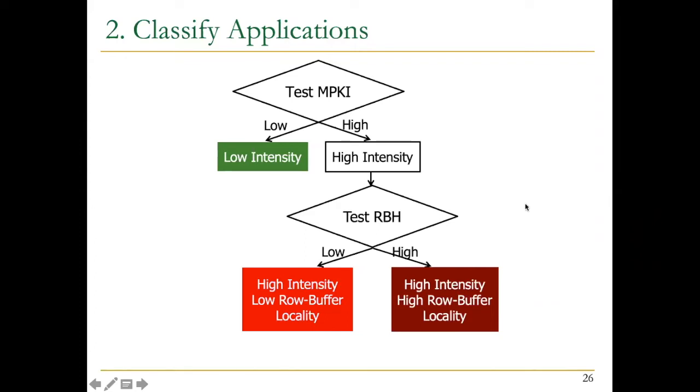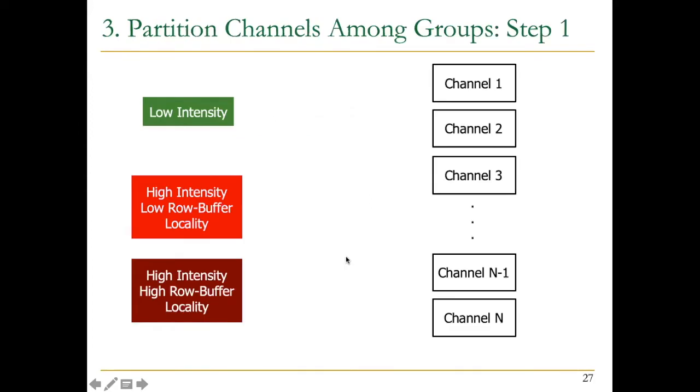Okay, basically now we have three categories of applications, as you can see over here: low intensity, high intensity with low row buffer locality, and high intensity with high row buffer locality. So now we're going to partition them to different channels. There are multiple steps over here. We put applications on the left and channels on the right, and this needs to be general, so we cannot assume 2 channels, 3 channels, 4 channels.